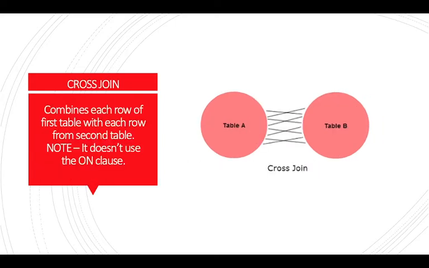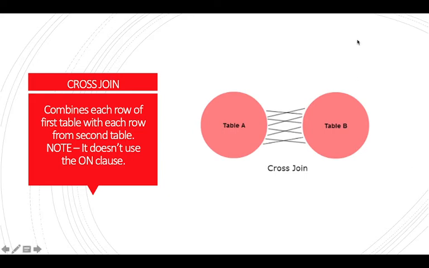Next, the last join that I want to talk about is cross join. So cross join, also known as Cartesian join, combines each row of the first table with each row from the second table. And the syntax for this join is a bit different. We don't use the on clause here. It is not required because we are not mentioning any condition or any common grounds. We are just multiplying both the tables.